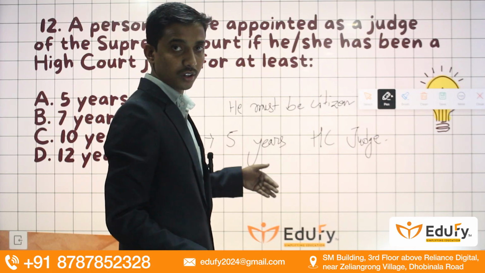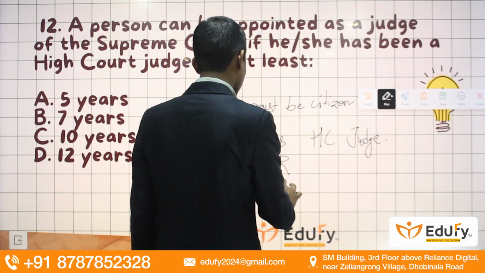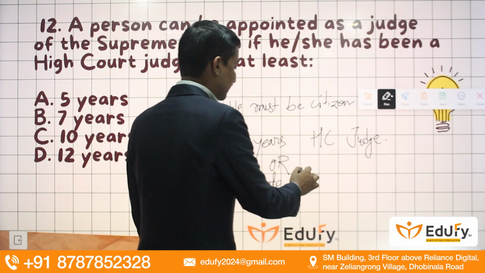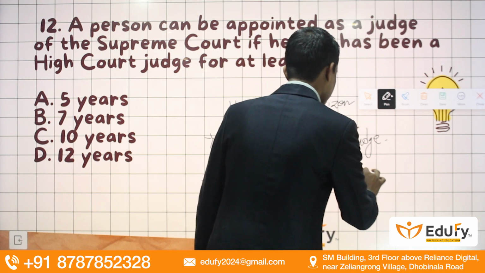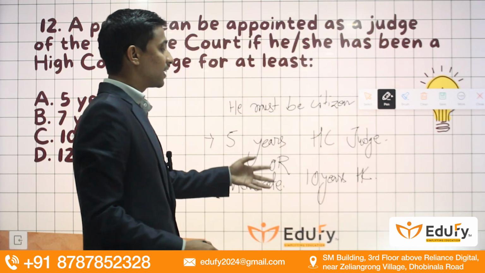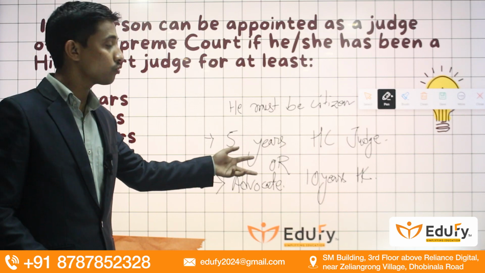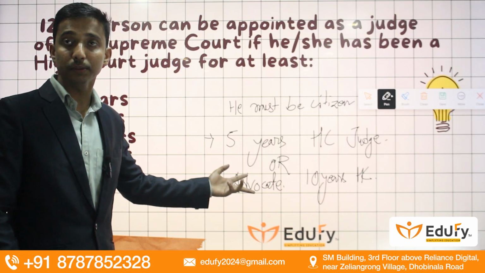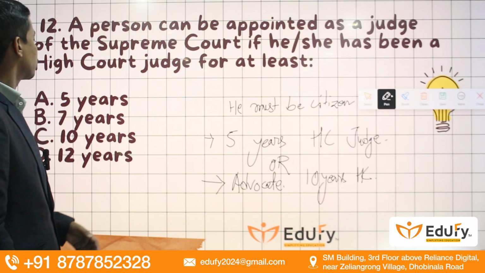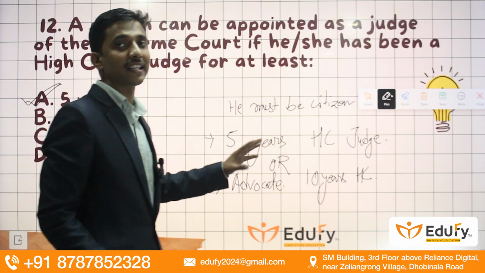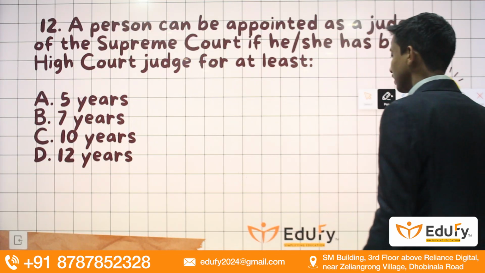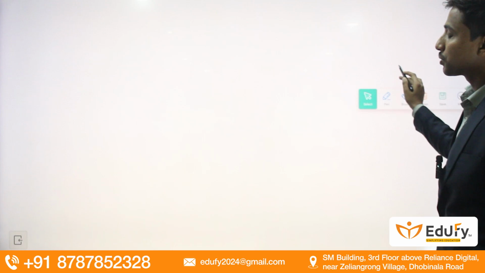Or someone has been an advocate for at least 10 years in High Court. So if any of the following conditions are being satisfied, then one can be eligible to be the judge of the Supreme Court. So in this case, it will be 5 years. If it was advocate, then it would have been 10 years. So the correct option will be option A.